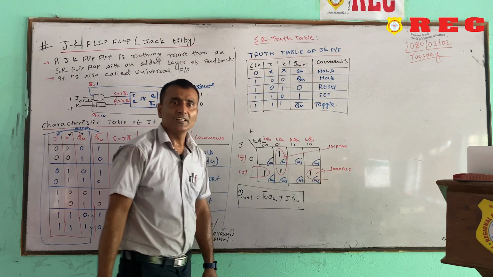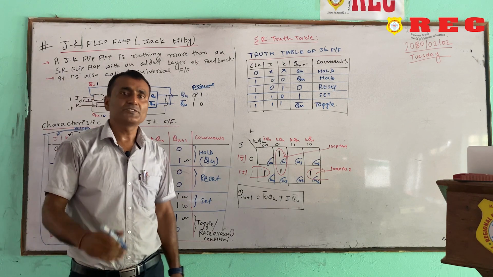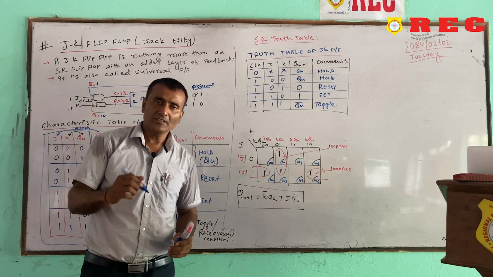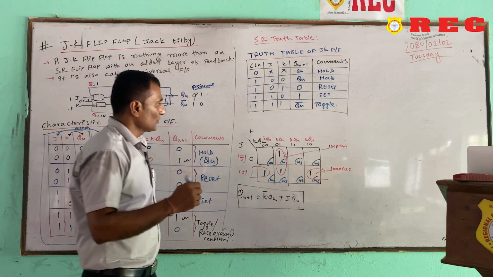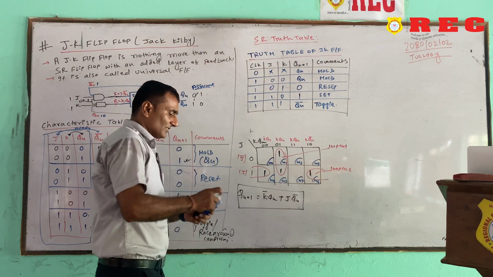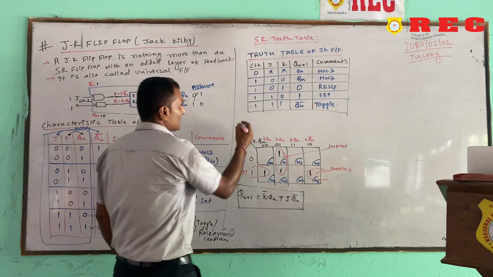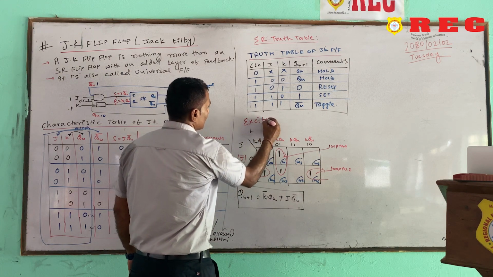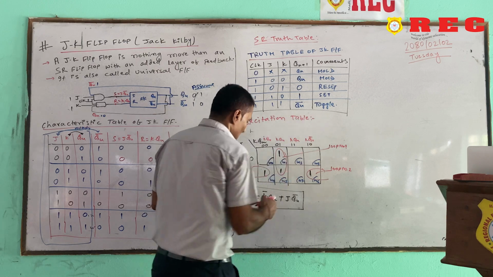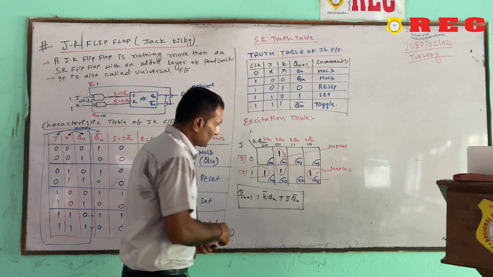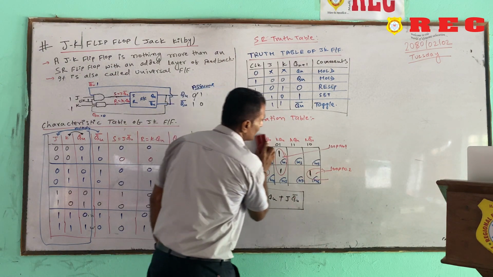So, this is the truth table of JK flip flop. And one table is also there, that is the excitation table. So, that table is also important. You want to see, just see it, excitation table, very easy. So, now I am going to rub this due to less space on the whiteboard.